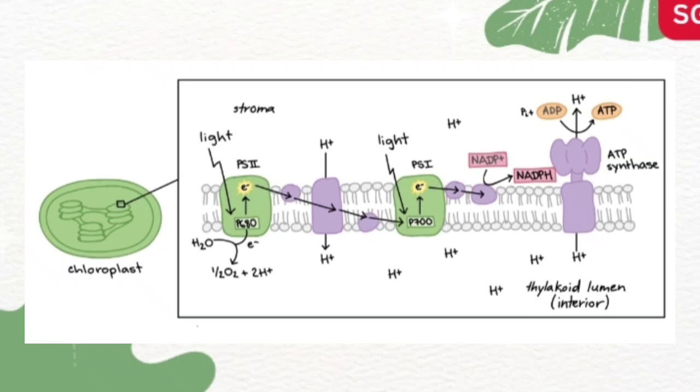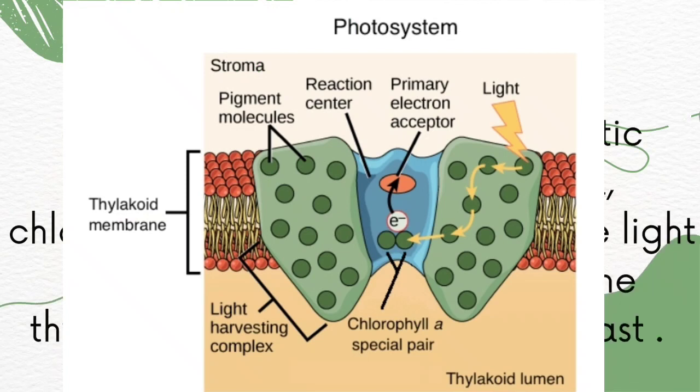NADPH formation. The high energy electron travels down a short second leg of the electron transport chain. At the end of the chain, the electron is passed to NADP+, along with a second electron from the same pathway, to make NADPH. The net effect of these steps is to convert light energy to chemical energy in the form of ATP and NADPH.